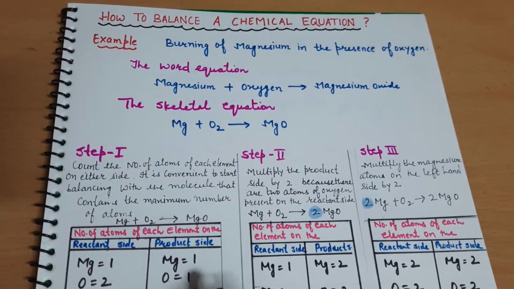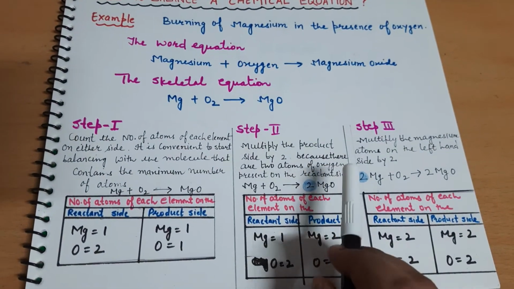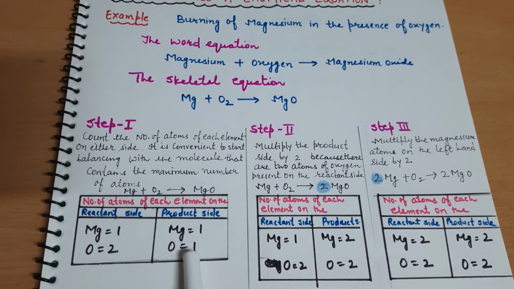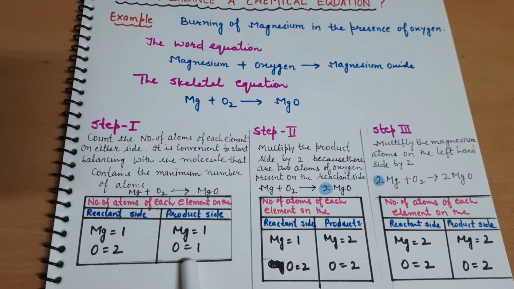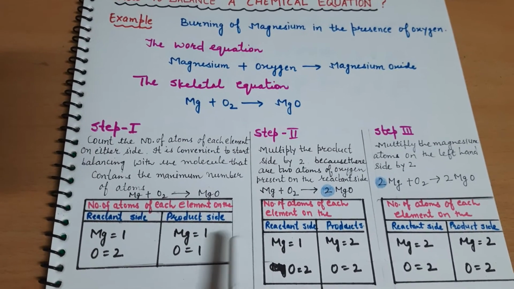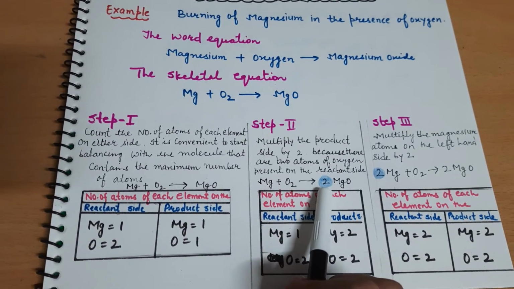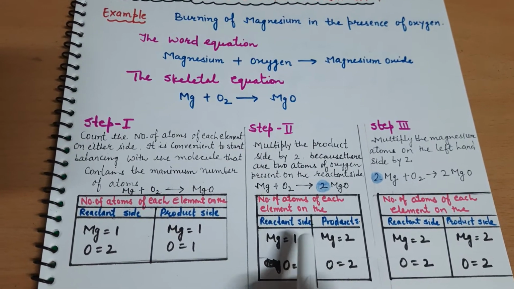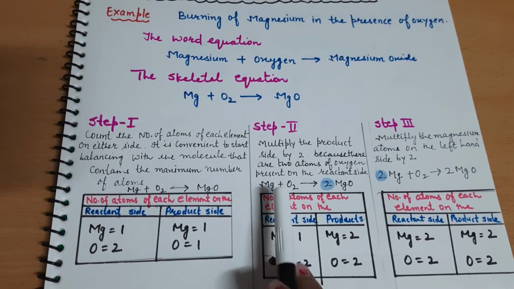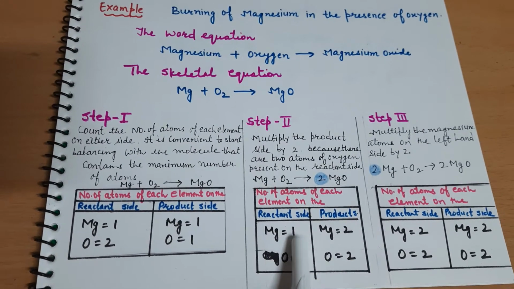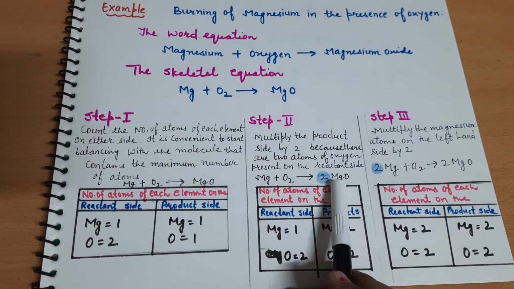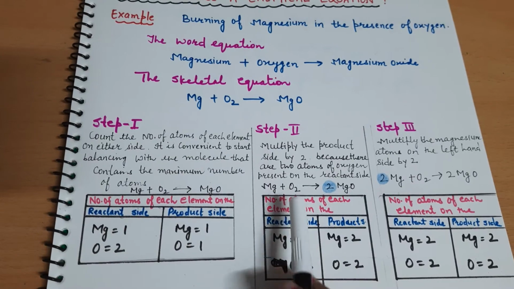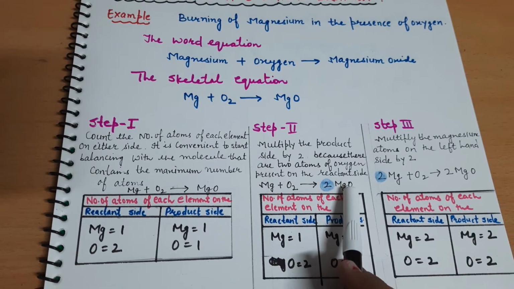Now our second step will be to multiply the product side by 2, because we can see here oxygen is 2 and on this side there is one oxygen. To balance the oxygen, we will multiply the product side by 2. So I am multiplying the product side by 2 and again writing the number of atoms for each element. Okay, so here you can see magnesium is 1, but on the product side, how many magnesium are there? 2 magnesium are there. And if I talk about oxygen, 2 oxygen are here and here also 2 oxygen.